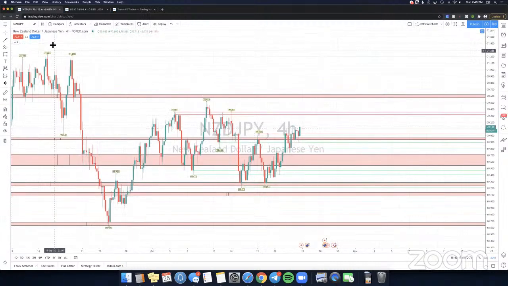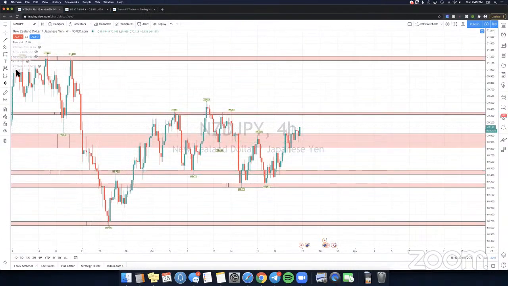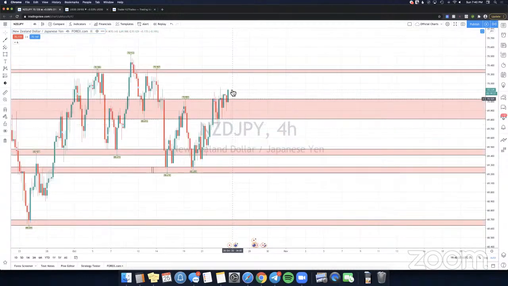So for NZD/JPY, the price is within these two zones right here. This upper zone is going to be 70.318, and this lower zone down here is going to be 70.029. That's it for NJ right there.